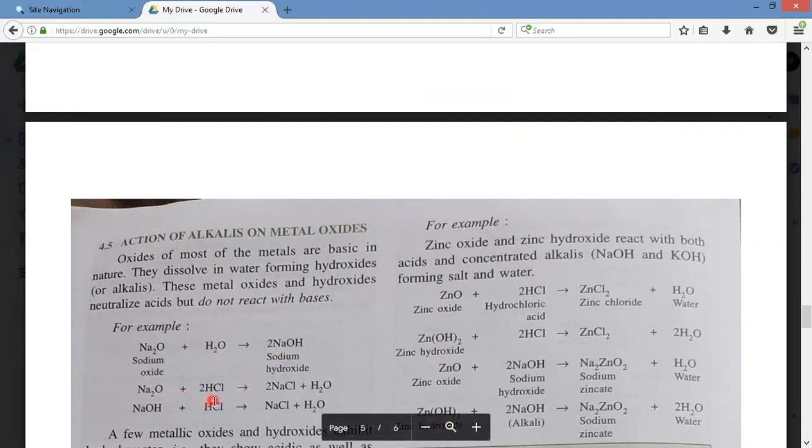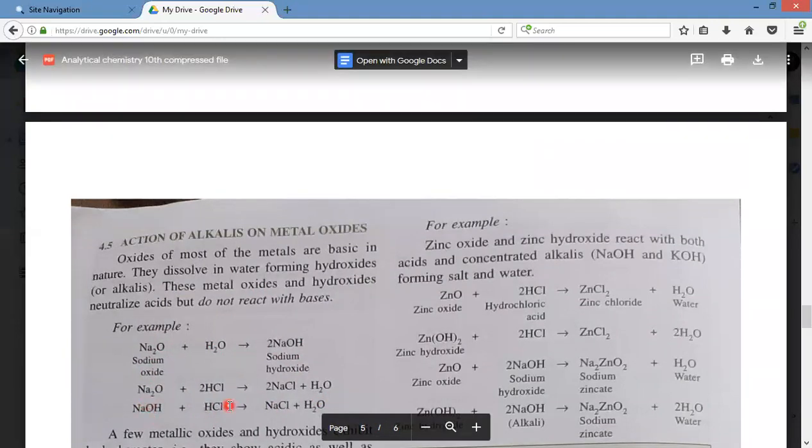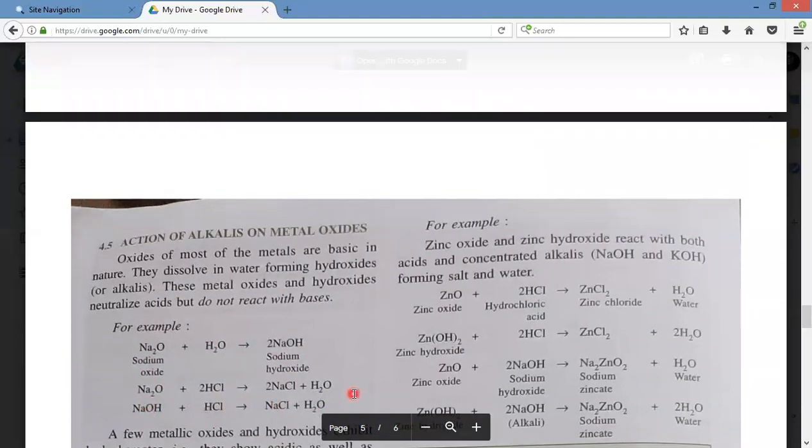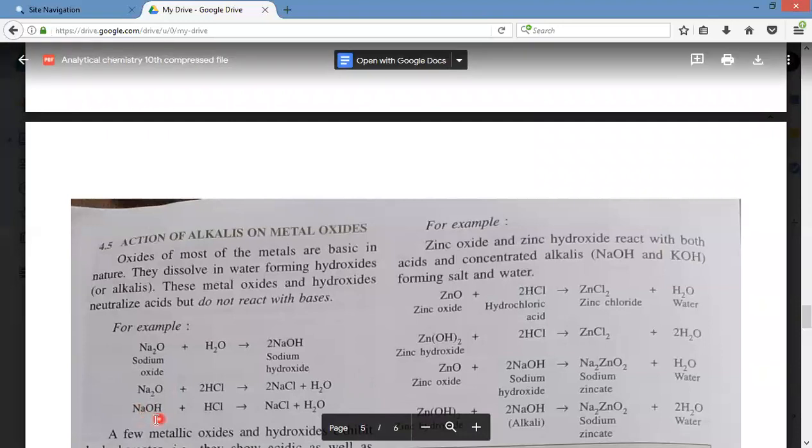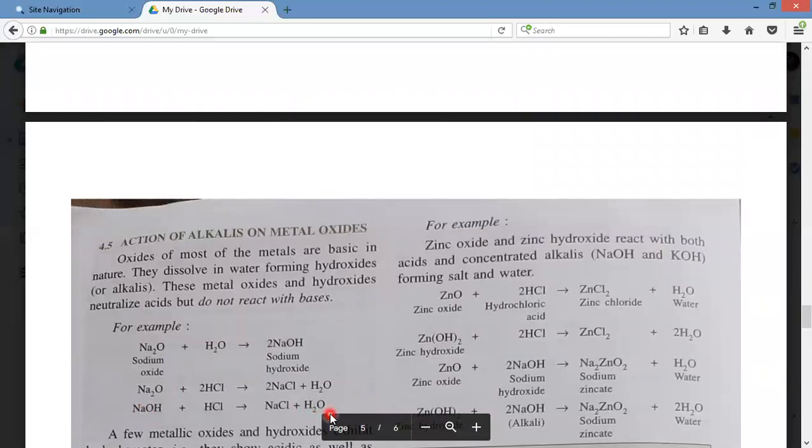Metal oxide with hydrochloric acid, there will be a formation of salt and water. Now the general thing: metal oxide with acid gives salt and water, right? Metal hydroxide, that is sodium hydroxide, treating with acid, salt and water is forming. That is a general criteria of the learning.